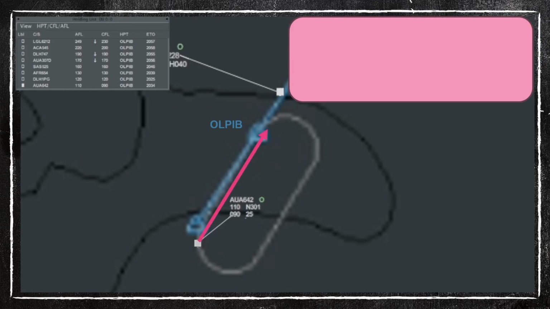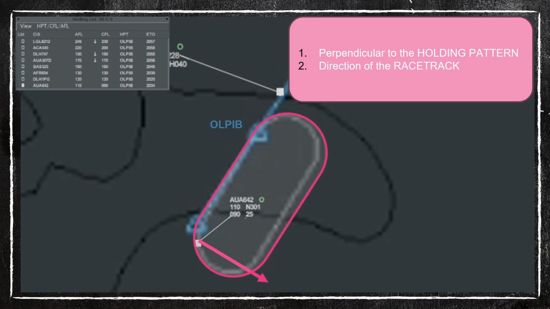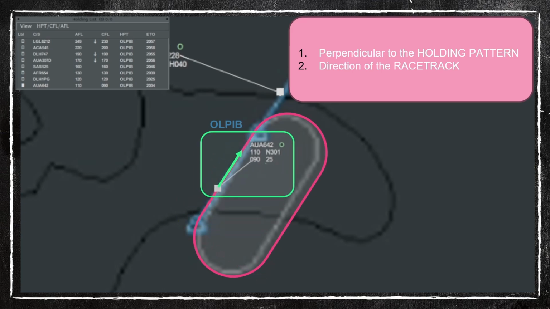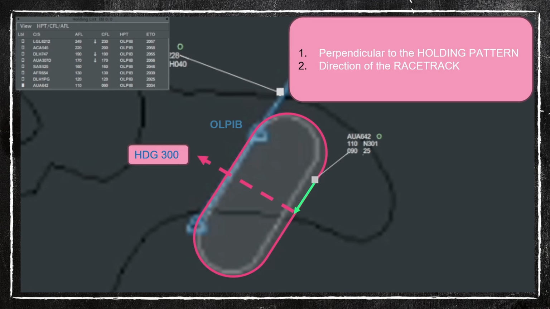And that needs to be a very specific vector. It needs to be perpendicular to the holding pattern in the direction of the racetrack in order to build our gap. This means you see where he is. If he's inbound to the holding, right heading 120 because that is perpendicular and turning towards the racetrack. If he's on the downwind side, it's a right turn to a heading of 300 to turn perpendicular and towards the racetrack.